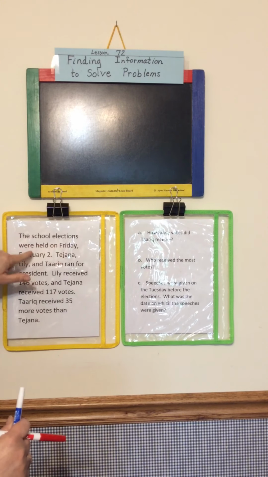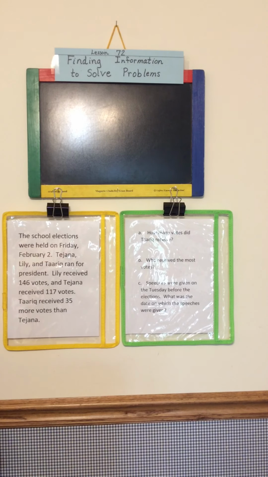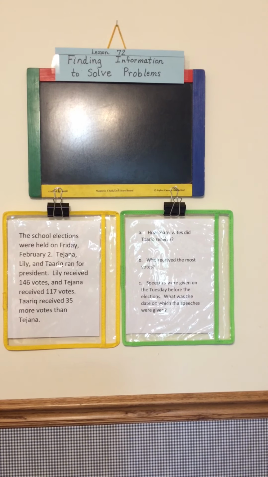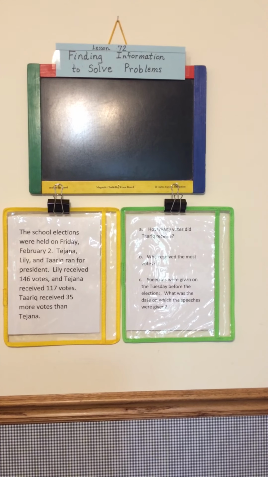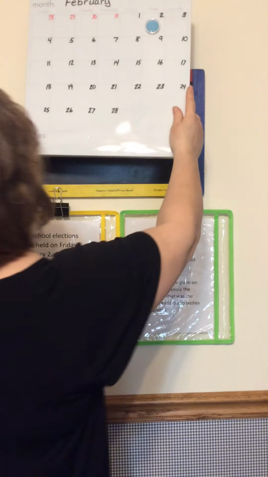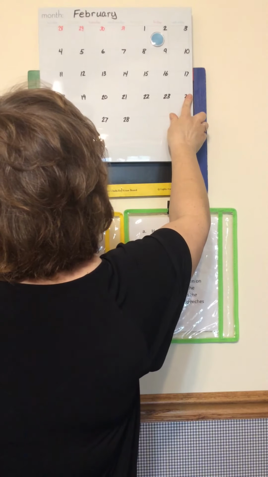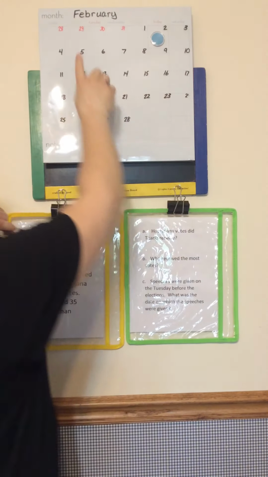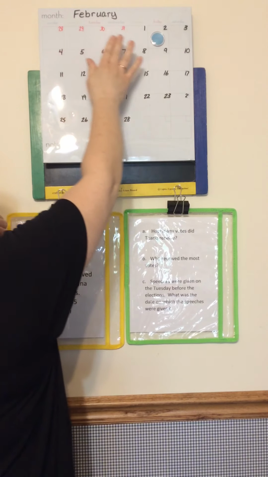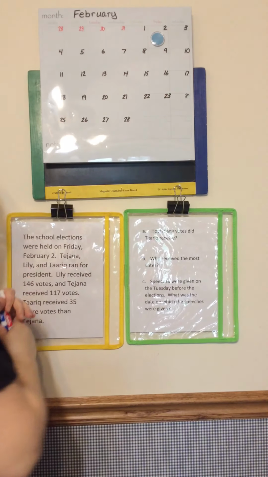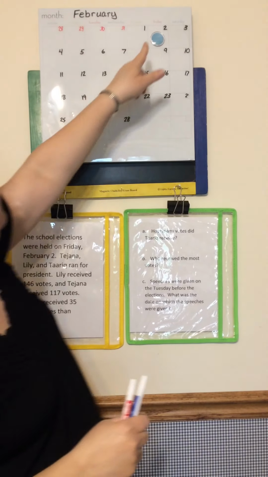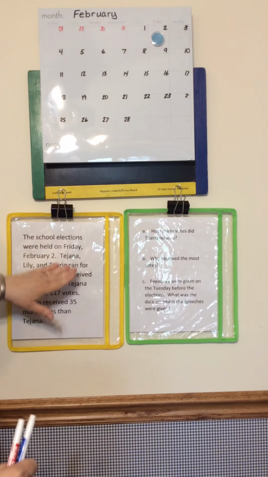The school elections were held on Friday, February 2nd. We're right there. We notice that we need a calendar. We need to look at the dates that they're talking about. And so we see here's a calendar of February, Friday the 2nd, which the elections were held on, and I already have that marked.